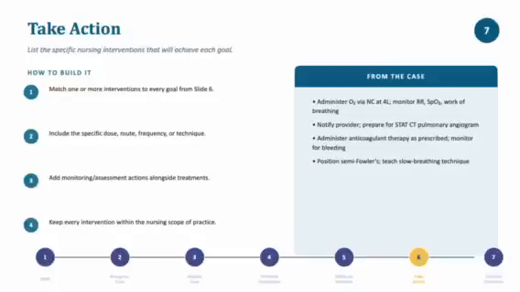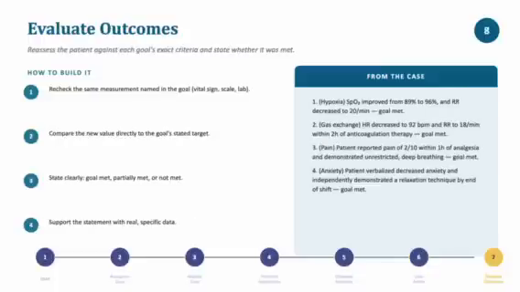Take action lists the actual nursing interventions that will get the patient to each goal. I matched at least one intervention to every goal, included the specific dose, route, or technique, and added monitoring steps alongside the treatments, all within my scope of practice as a nurse. For example, administering oxygen at a specific liter flow, preparing the patient for a stat CT scan, giving the anticoagulant as ordered, and coaching breathing techniques to help with both oxygenation and anxiety.